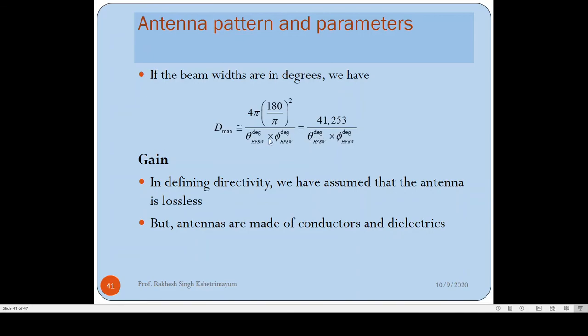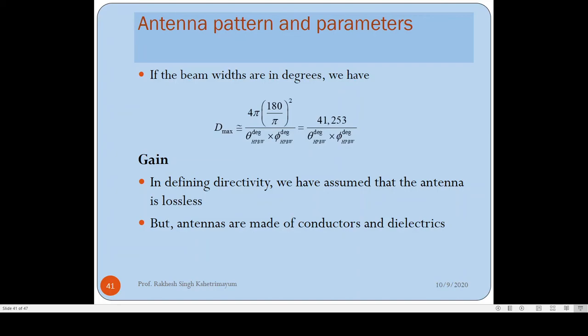Beam solid angle you can replace using this formula. And you can even convert this theta half power beamwidth to degrees and phi half power beamwidth to degrees. The expression you have for Dmax is 41,253 divided by the half power beamwidth in degrees in theta times the half power beamwidth in degrees in phi.